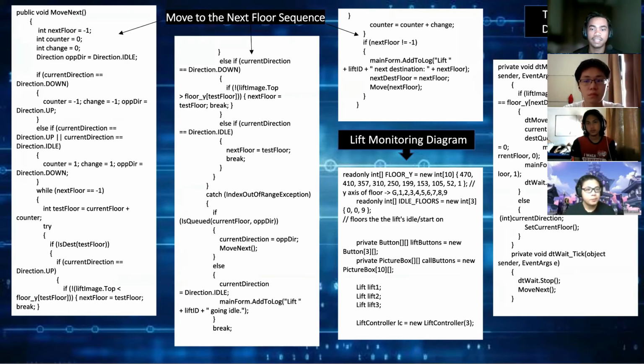This means that the direction of the leaf will be moving down and not going up. Else if the current direction is moving up or the current direction is idle, counter and change will change to +1, then the opposite direction is down. That means that even if one leaf is idle, the leaf will be scanning up.